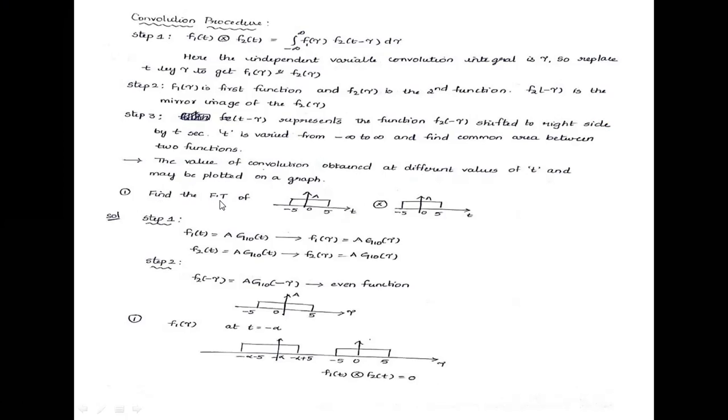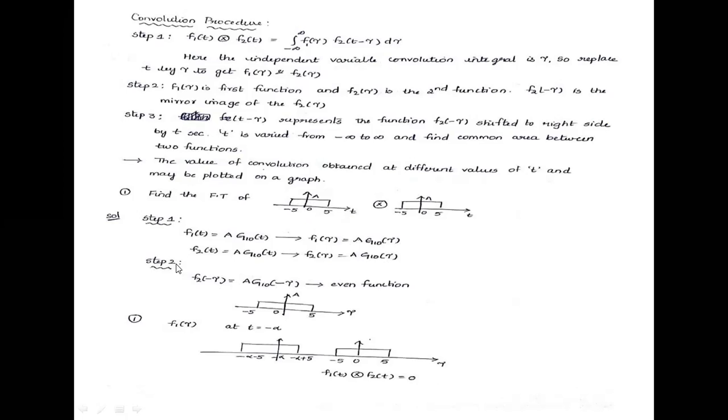So find the convolution of the two functions we are given. Let f1 of t be written as f1 of tau, and f2 of t as f2 of tau, with amplitude A. Step 2 is f2 of minus tau, so A times g of minus tau, where I am assuming the function is g.